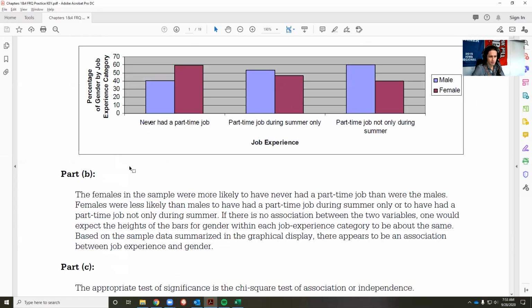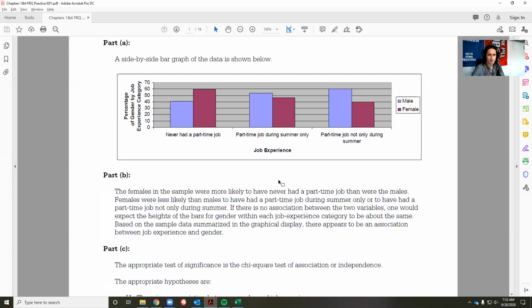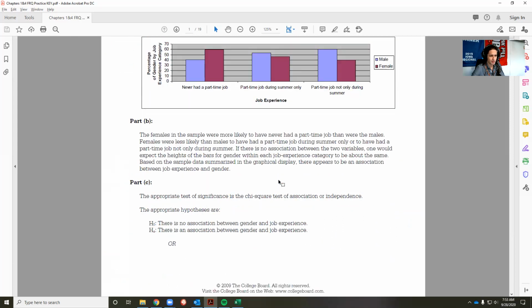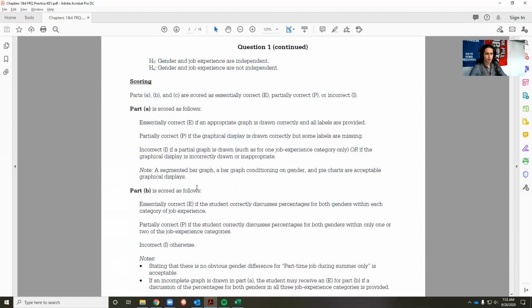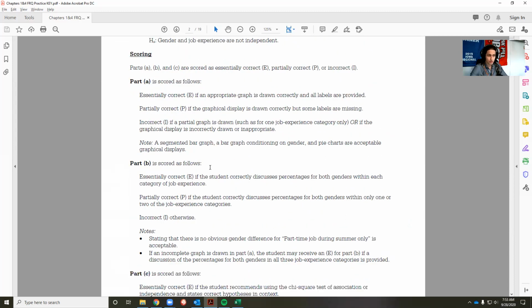Part B, make sure you describe as they have, talking about both genders and job experience levels. And then notice, okay, this is how they're scored. All right, E's, P's, and I's. Take a look through that.